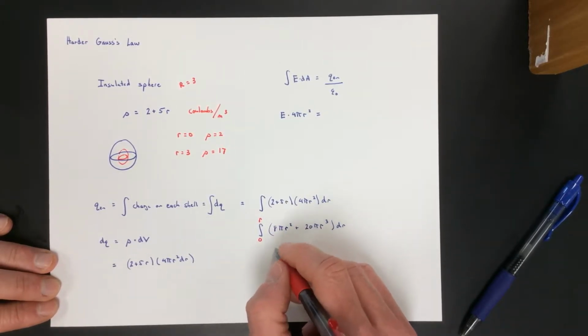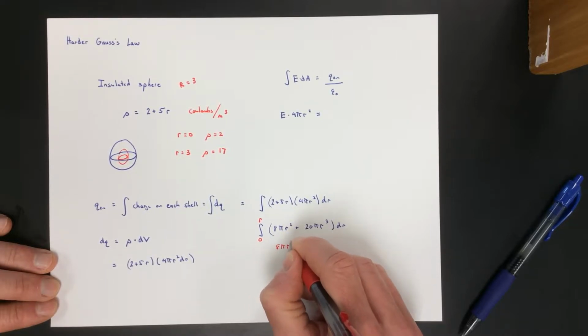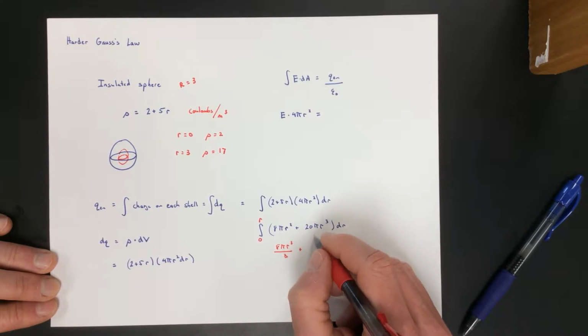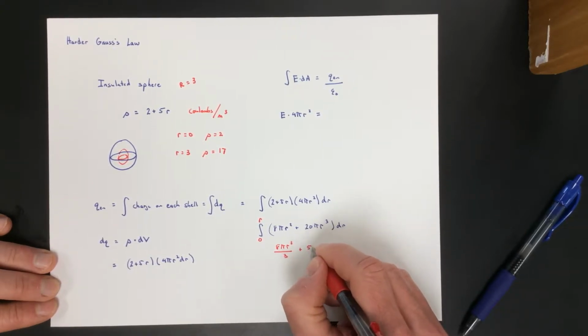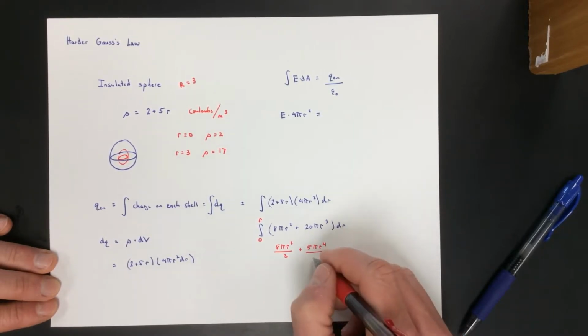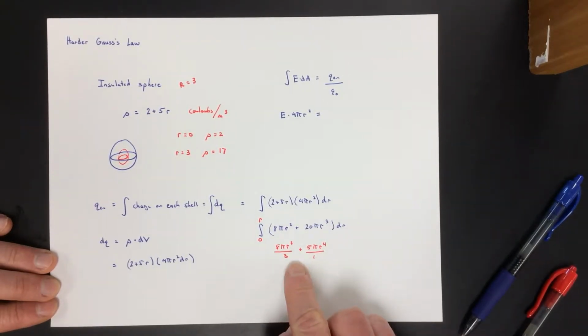So we integrate this, and this is going to get ugly, because this is going to be 8 pi r cubed over 3 plus, that's going to be 20, but then we're going to divide by 4, so it's going to be 5 pi r to the 4th over nothing, because I already canceled that, right? That was 20 over 4. I'll just put a 1 there. Okay, so that's then the charge enclosed.